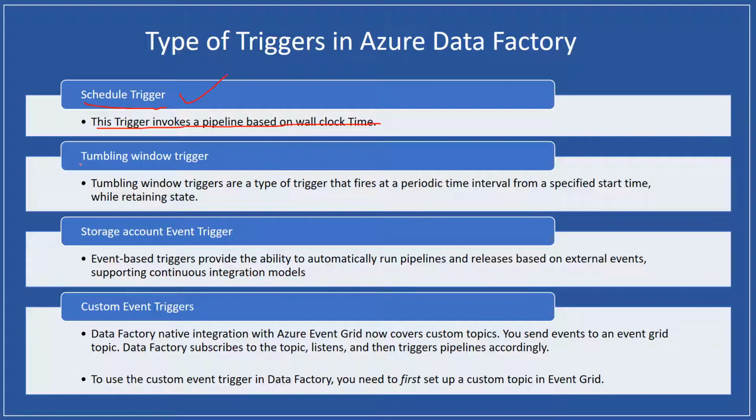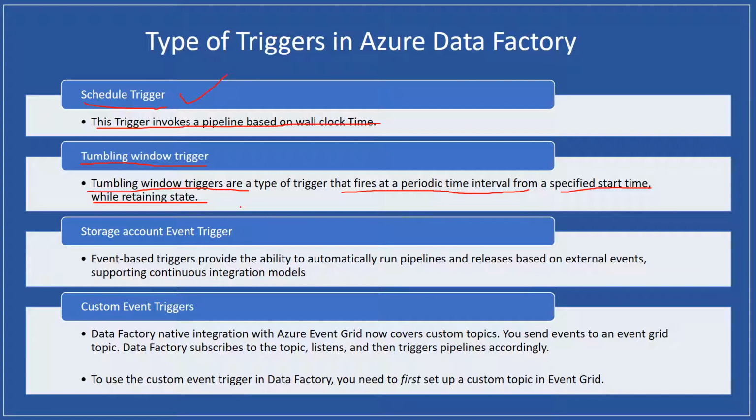The next trigger is the tumbling window trigger. This tumbling window trigger is a type of trigger that fires at a periodic time interval from a specified start time while retaining the state. Don't get lost in the words, it's nothing complicated. It works similarly to the schedule trigger. However, there are some advanced options given in the tumbling window trigger.